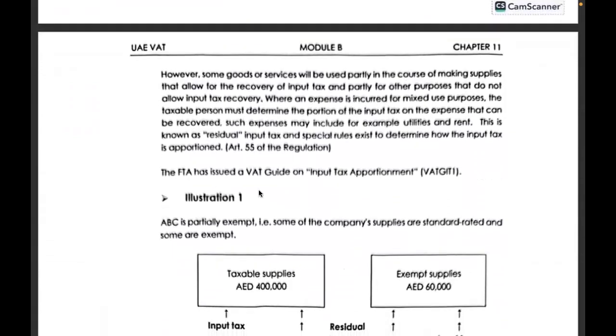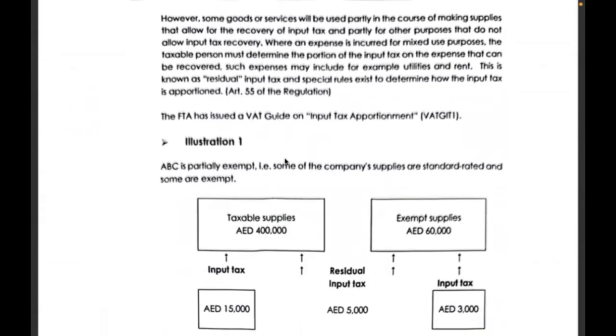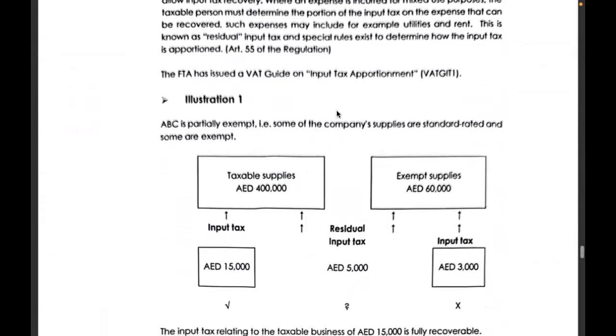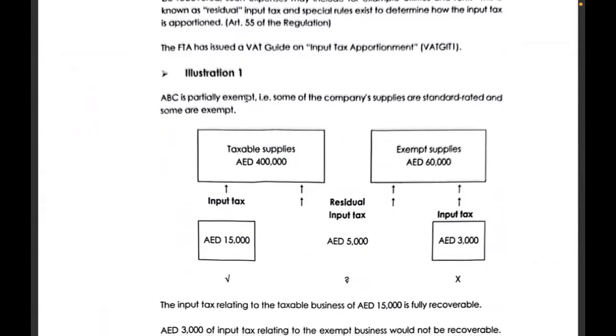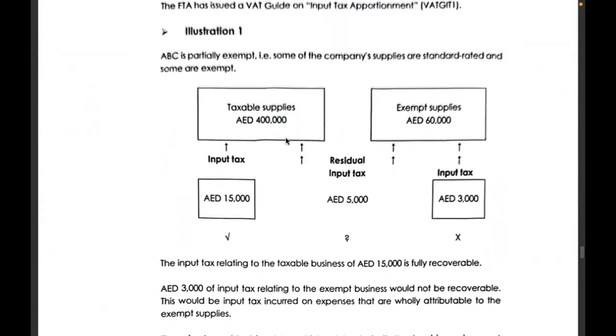Let us go through an example, because by now it's repeating various things. There's a guide that was issued by the FTA for input tax apportionment. Let's have a look at it. Illustration: ABC is partially exempt. Some of the company's supplies are standard rated, some are exempt. So let's say taxable supplies are 400,000 dirhams. Exempt supplies are only 60,000 dirhams.